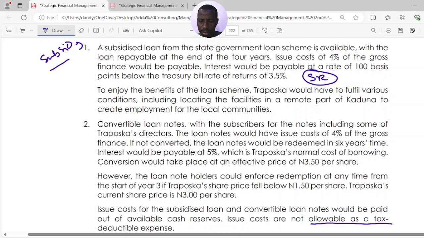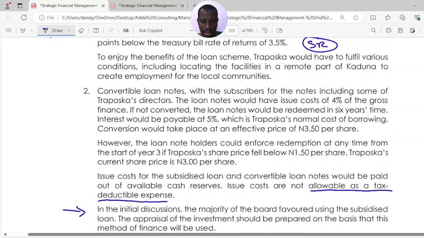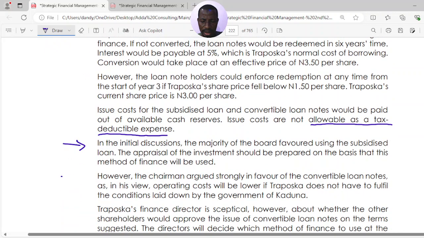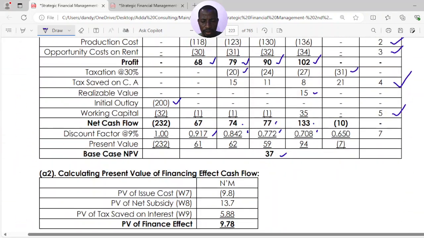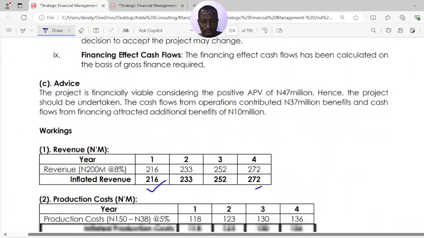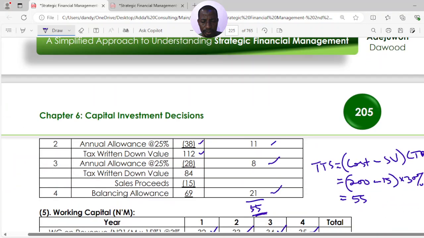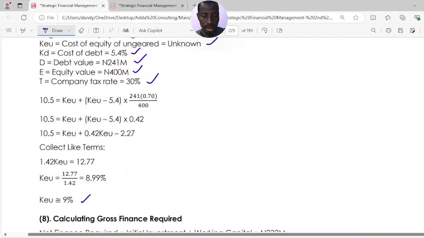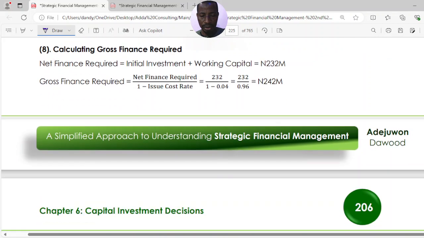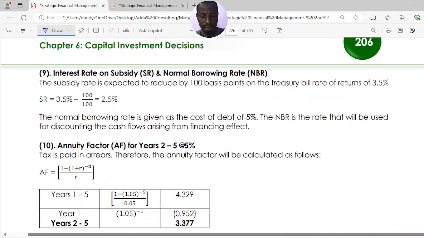Okay. So we're looking for information on cost of borrowing. We are told that the loan notes will have an issue cost of up. That's not the cost of borrowing. The interest will be payable at 5%. Okay, that's on the convertible. So the interest rate is 5%. So in that case, I think what I'm looking for is 5%. But first things first, you remember what I told you. You must ascertain whether you want to use the cost of borrowing or the risk-free rate of return. So then, of course, the risk-free rate of return is 3.5%.